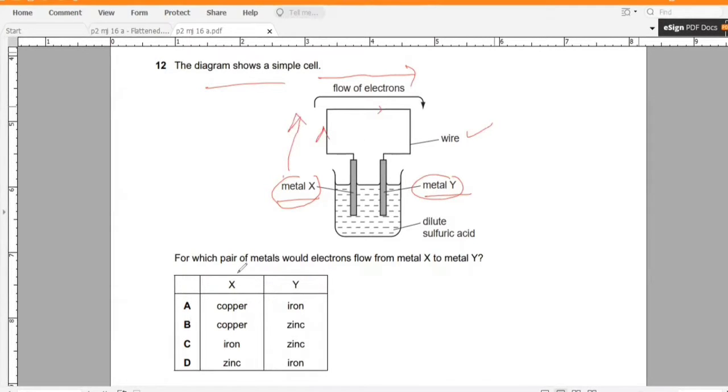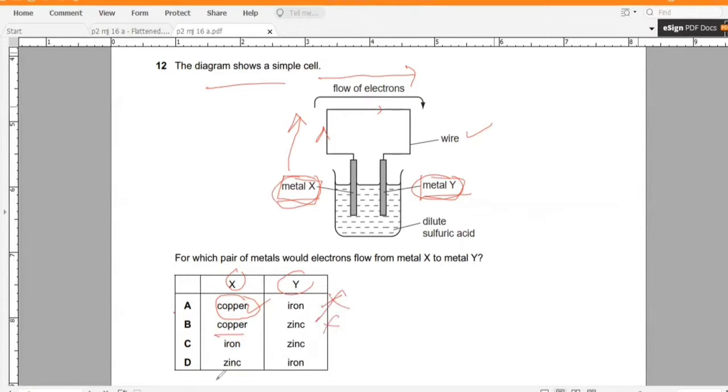So find out here X and Y. Option A is copper and iron. Remember X is supposed to be more reactive and Y less reactive, so that the flow of electron will be from X to Y. Okay, so copper is not more reactive. If you compare copper and iron, iron is actually more reactive than copper. So that is why this is not the right option. Again, this is also not the right option with copper. If you compare between iron and zinc, zinc is at the top of the metal reactivity series, so this is also not the right choice.